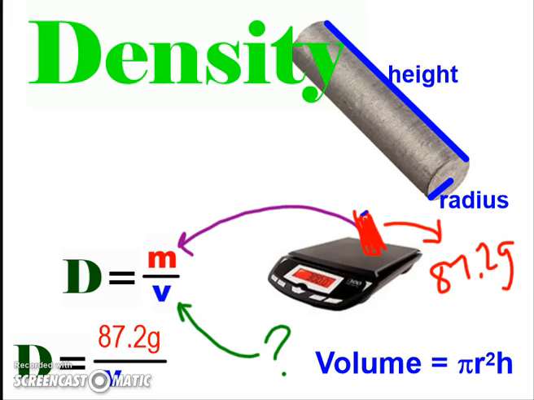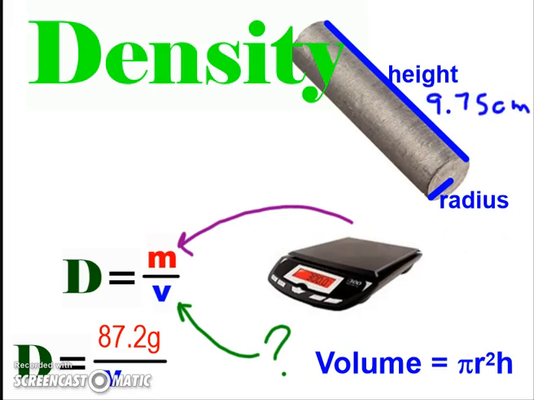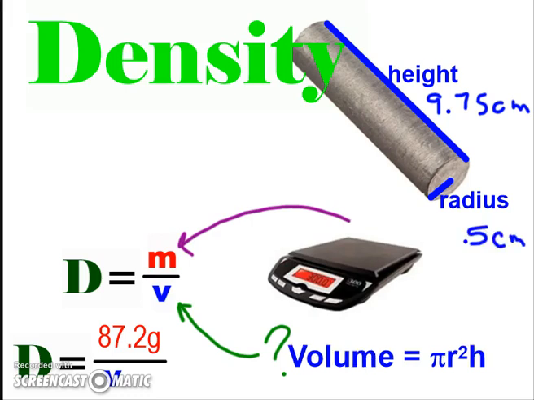But the volume, we've got to do some thinking and some calculating. So with the height, I measured that and I got 9.75 on that cylinder. And then the radius, I actually measured the diameter straight across. It was a full centimeter right on the line, so I would divide that by 2 and I got 0.5 centimeters. Now I plug that into my formula.